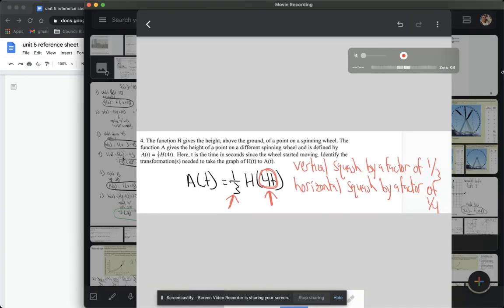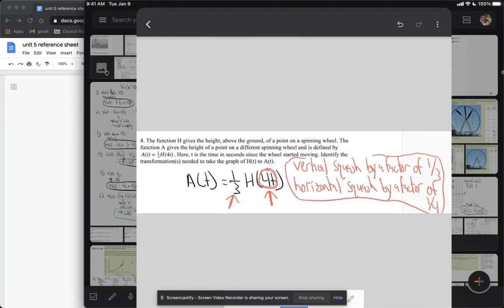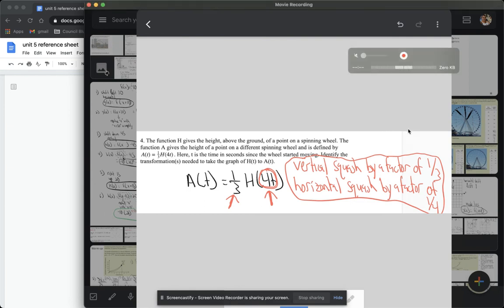So this right here, if this were the test question, this is what you would have to write in order to get full credit. There are 2 transformations, the first one being a vertical squash by a factor of 1/3, and the second one being a horizontal squash by a factor of 1/4. And that is it for number 4.